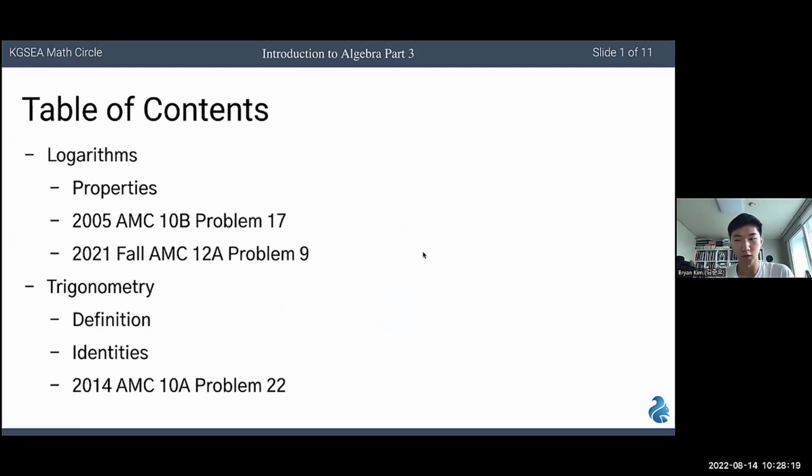To give a brief rundown of what the presentation will be about, I'll be mainly presenting about logarithms and trigonometry. After going over the basic properties of each concept, we will be going over 3 different AMC problems: the 2005 AMC 10B, problem 17, 2021 fall AMC 12A, problem 9, and finally 2014 AMC 10A, problem 22.